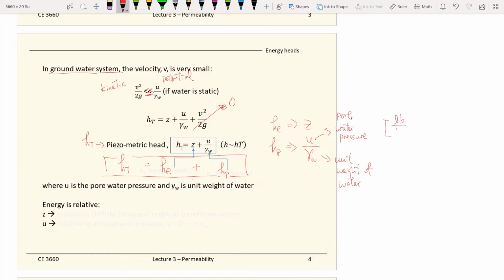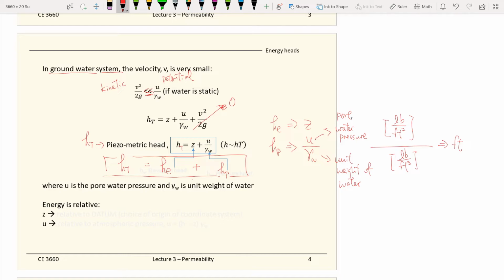So the water pressure is a pressure, so in units of, for example, under British units, it will be pounds per square foot. And the unit weight of water is pounds per cubic foot. If we work out the units, you end up with the unit of feet. So it's a form of energy now. We represent the energy as a unit length. So we have those two terms, the elevation and pressure heads.